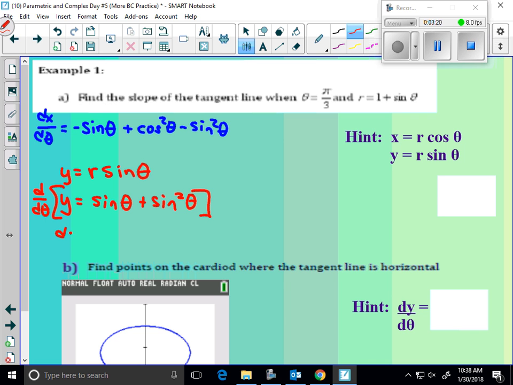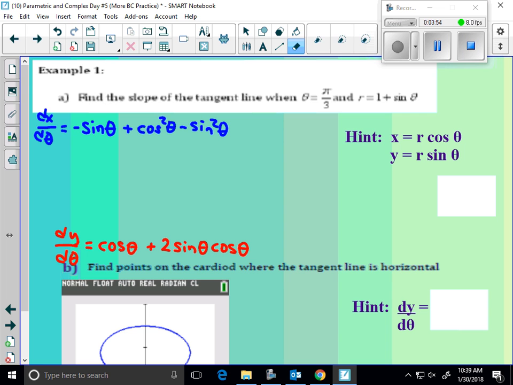Okay, so that'd be dy d theta would equal cosine theta. Now, what do we got to do here? Just normal chain rule, right? We got to work outside in, so I'm going to bring down that 2. So I'd have 2 sine theta, and then the derivative of the inside. What's the derivative of sine? Cosine. Good. So that would be dy d theta.